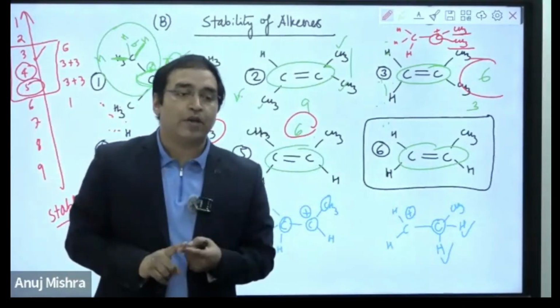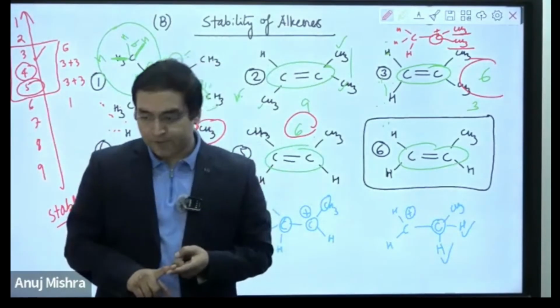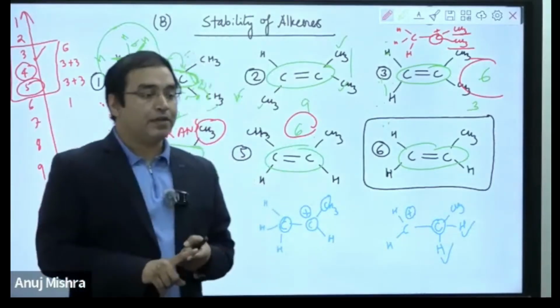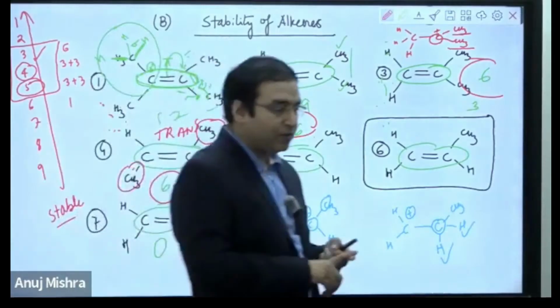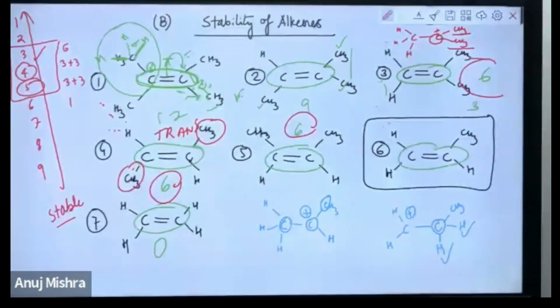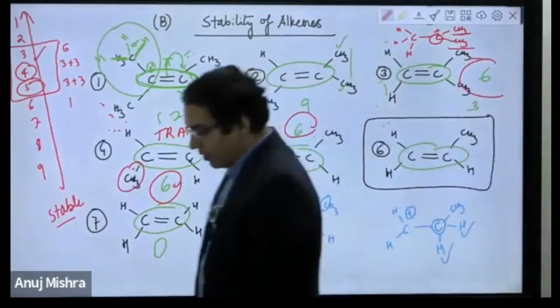So trans has more symmetry. Trans has more melting point. Is that okay? Now coming to cis. Cis has more boiling point. More dipole moment.